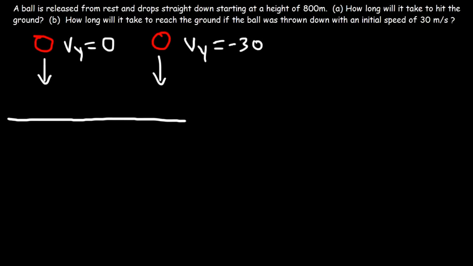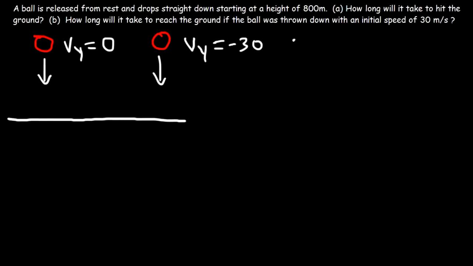Now, there's no Vx component because it's not moving to the left or to the right. It's falling straight down. So initially, Vy is equal to 0 if it drops down, being released from rest. Now, in the other example, Vy is not 0. The ball was thrown straight down. So Vy is negative 30. The speed is positive, but the velocity is negative because it's going in the negative y direction.